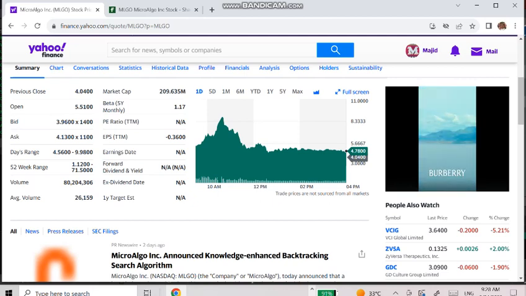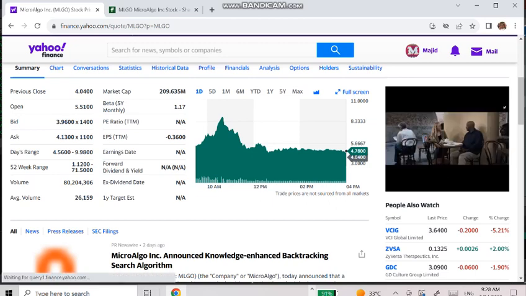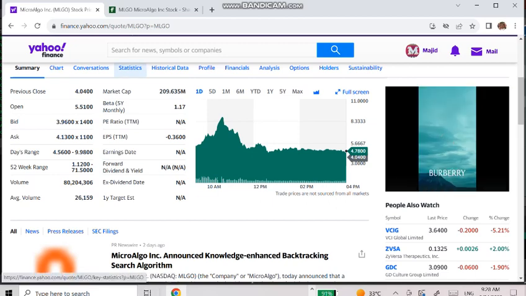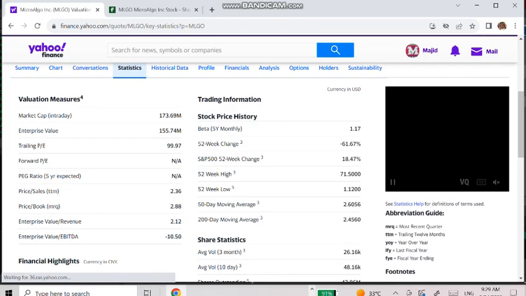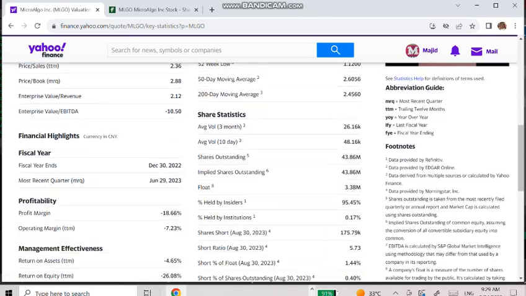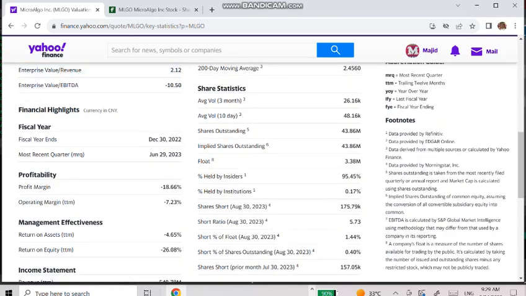How do we know? Now, we need to know what other factors there are. You can get the average volume from here, and you can also go to the statistics and see the float. The float here is only 3.38 million. The smaller the float, the higher the price of the stock goes. I'm talking about 5 million and below. This normally goes high. This is not 100% true, but it's commonly happening.